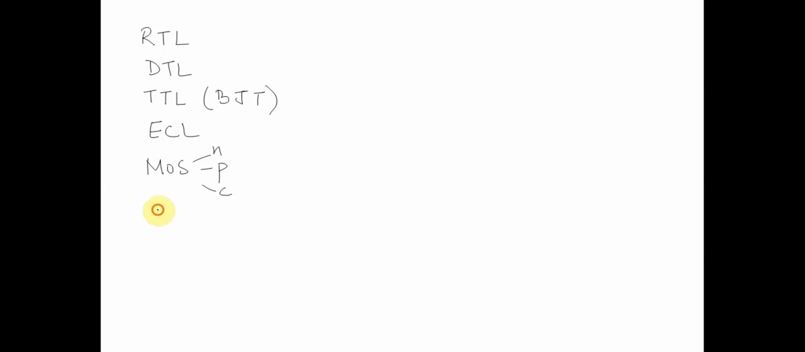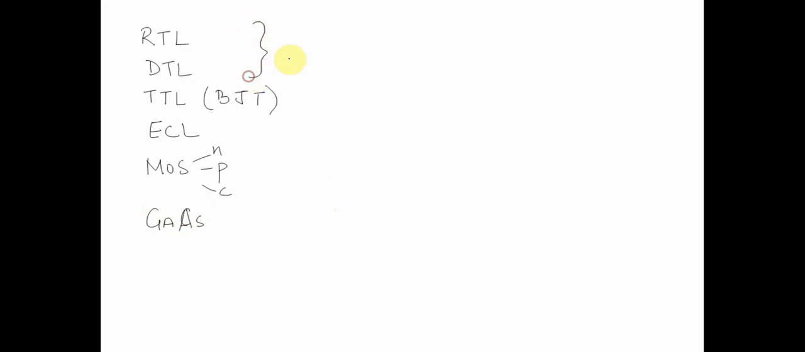I briefly mentioned in one of the previous lectures that we have different kinds of digital IC logic families, one being RTL, one being DTL. RTL stands for resistor transistor logic, DTL is diode transistor logic, TTL is transistor-transistor logic, and this is basically bipolar junction transistor logic. Then we also spoke about emitter coupled logic and MOS, metal oxide semiconductor logic: NMOS, PMOS and CMOS, and eventually we have something called GaAs logic. So GaAs logic, this is gallium arsenide, right? So these are the major different kinds of digital IC logic families.